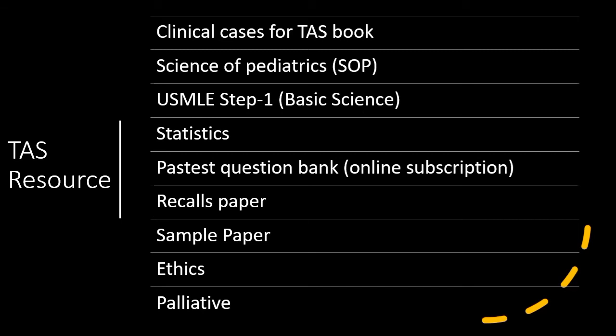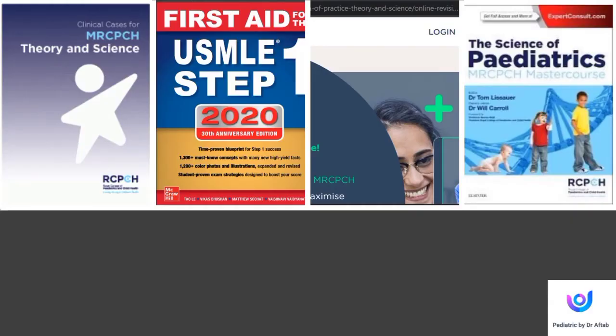Resources for the TAS exams are: the Clinical Cases for TAS book, Science of Pediatrics (SOP), which is a textbook, USMLE Step 1, which is a basic science book, statistics notes, a past test question bank, which is an online subscription, recall papers, sample papers, and ethics and palliative notes. So these are the pictures of the TAS book, Clinical Cases, Science of Pediatrics, and USMLE First Aid Step 1.